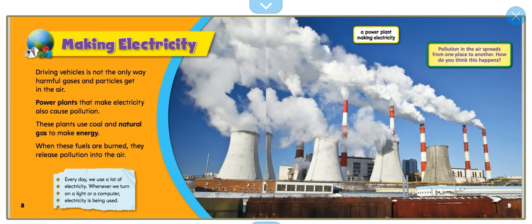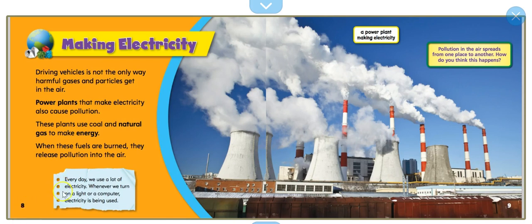Making electricity. Driving vehicles is not the only way harmful gases and particles get in the air. Power plants that make electricity also cause pollution. These plants use coal and natural gas to make energy. When these fuels are burned, they release pollution into the air.